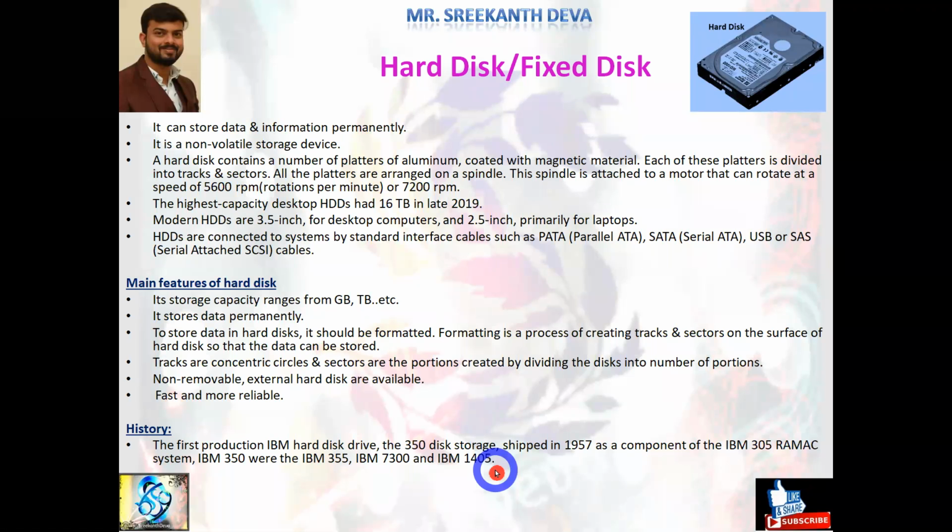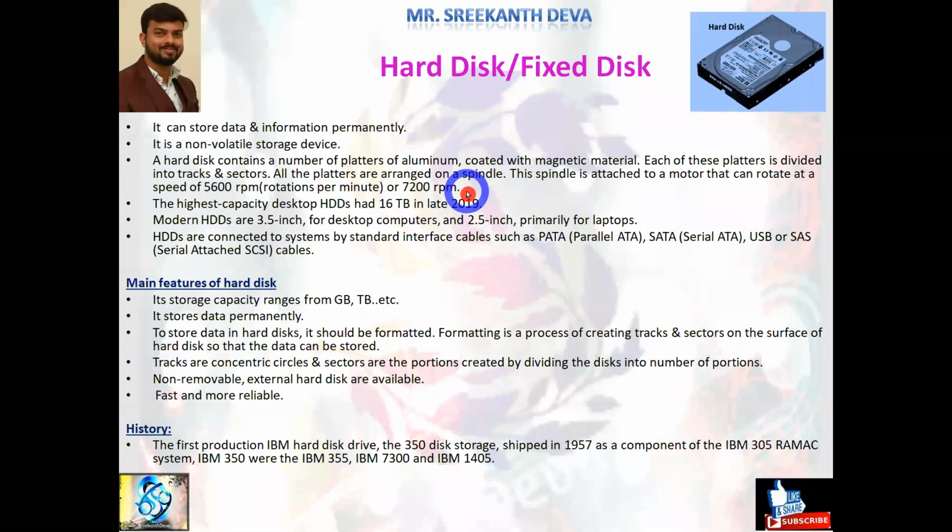A hard disk contains a number of aluminum platters coated with a magnetic material. Each of these platters is divided into tracks and sectors, which I will explain shortly. All the platters are arranged on a spindle. This spindle is attached to a motor that can rotate at a speed of around 5600 RPM. RPM stands for rotations per minute, or 7200 RPM.